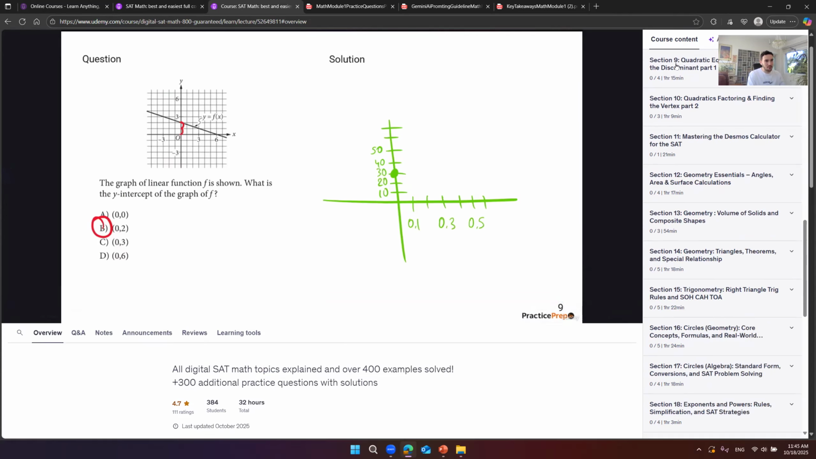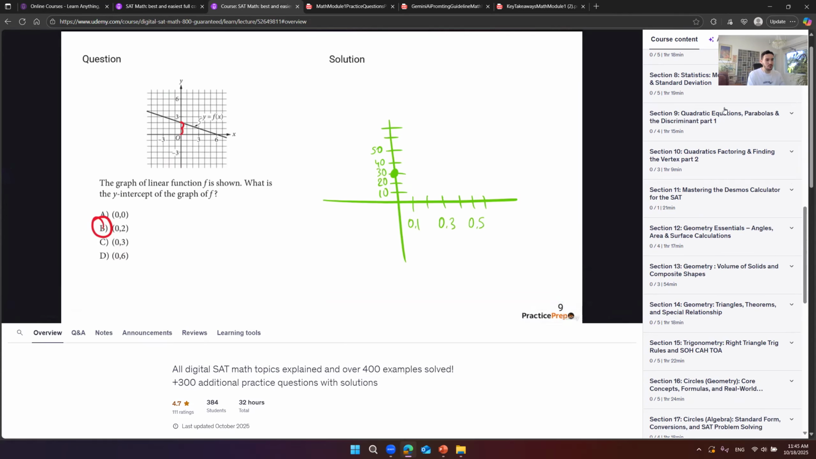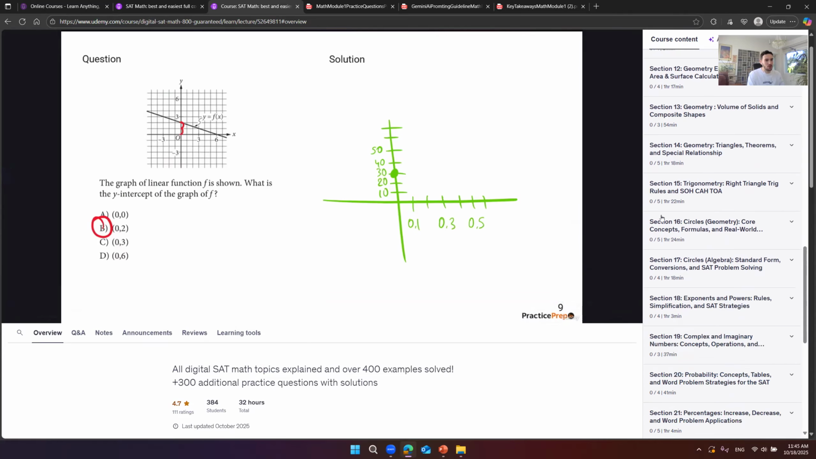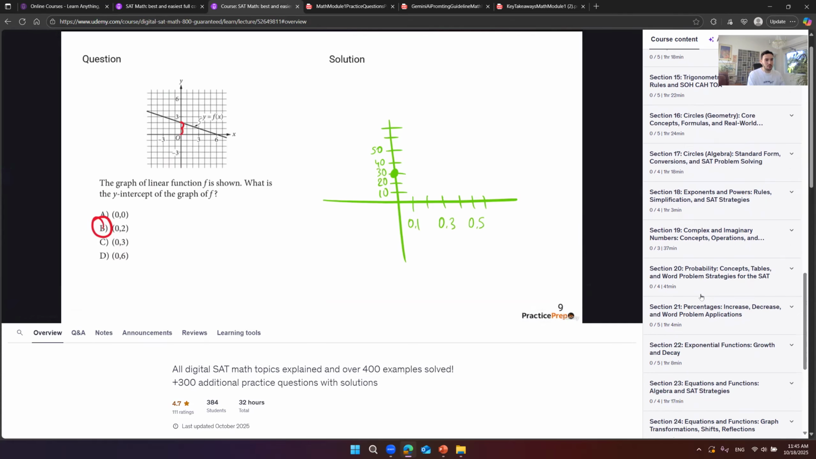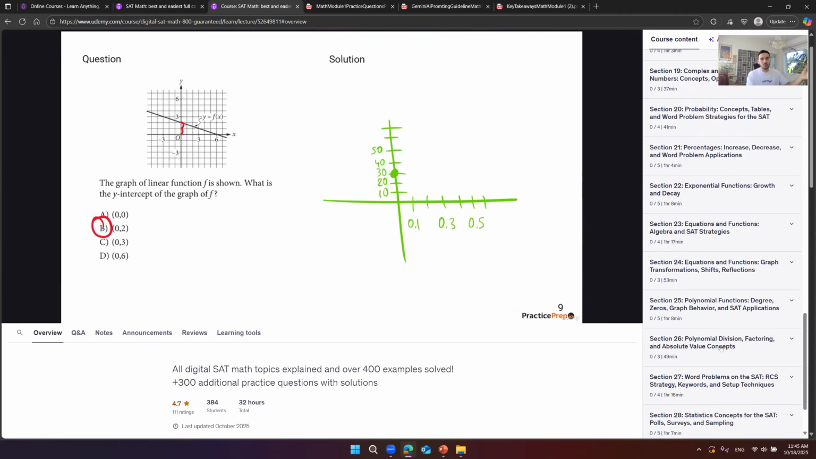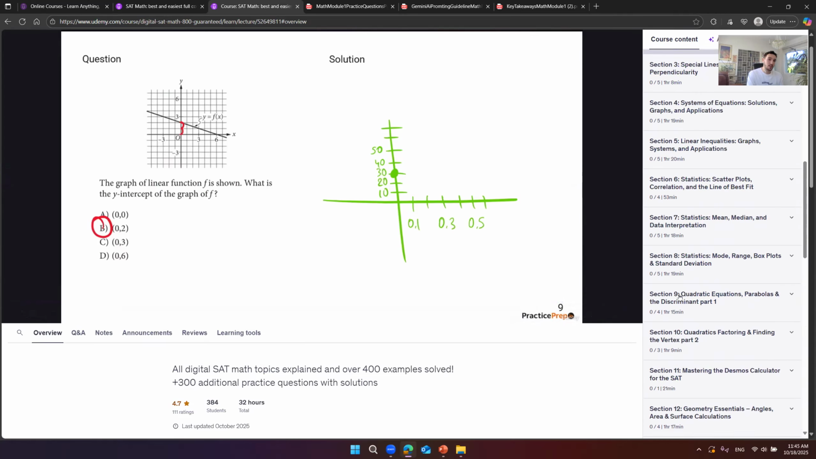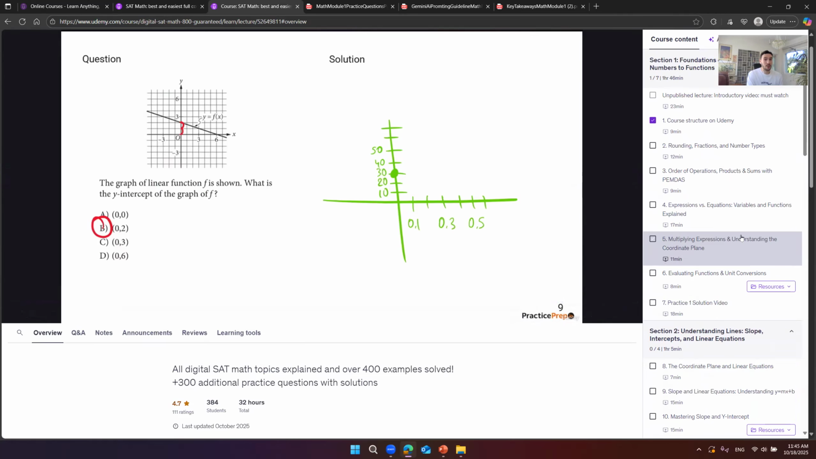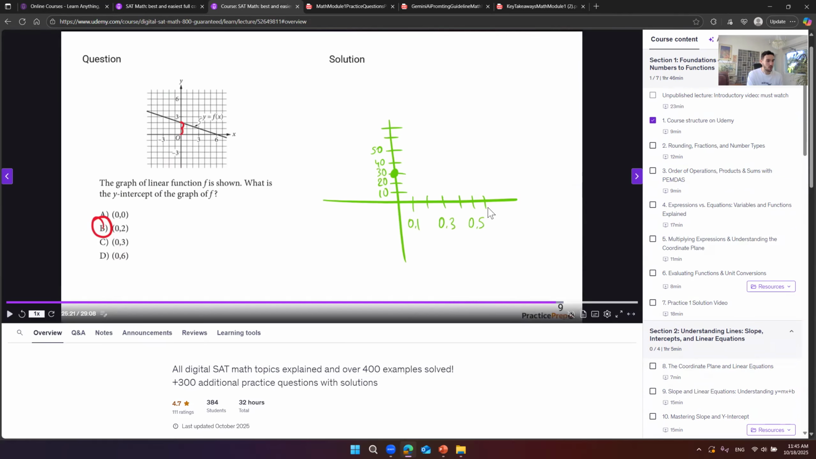You can find them by looking at the section titles: geometry, trigonometry, circles, imaginary numbers, which is not really a subject anymore, but there are still some questions related to it. Exponential functions, percentages, polynomials, whatever. Whatever you are struggling with on the real test, you can find that topic and practice in a targeted manner. You can focus only on that topic if you want to. Basically, there's a lot of flexibility in this course, and there are great tools in this course.